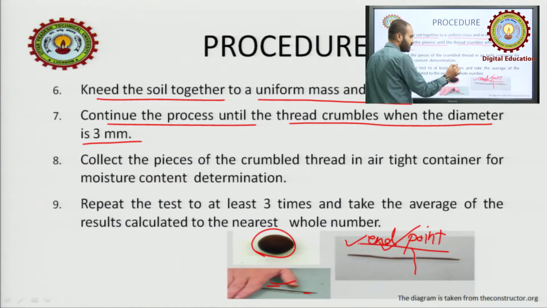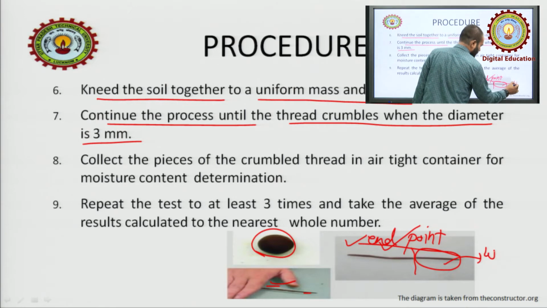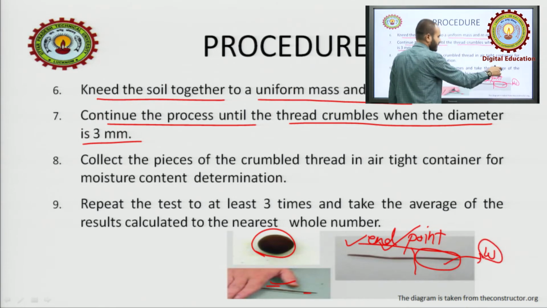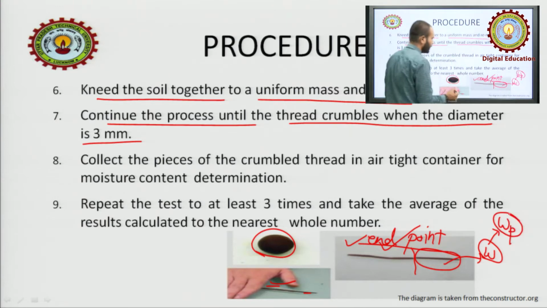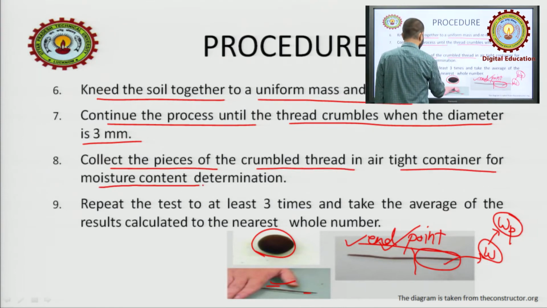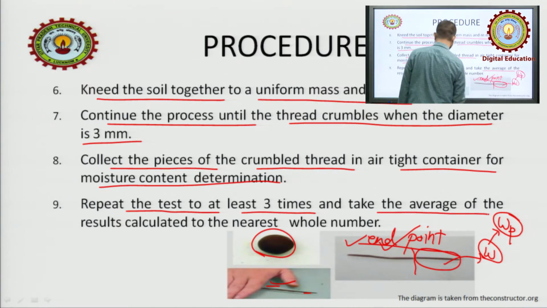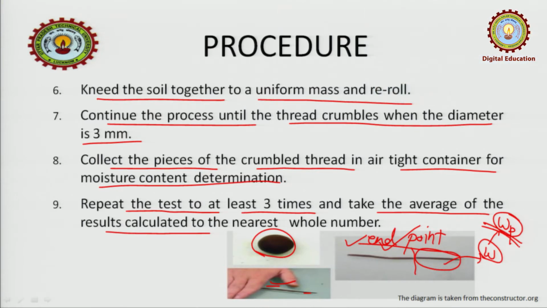Now what do we do? We take a part of this end point soil and find out its moisture content, W. This moisture content is actually our plastic limit, or WP. Collect the pieces of the crumbled thread in an airtight container for moisture content determination. Repeat the test at least 3 times and take the average of the results. Finally, this will be our plastic limit. This was the practical procedure to find out how plastic a soil is, or how we find the plastic limit of any soil.